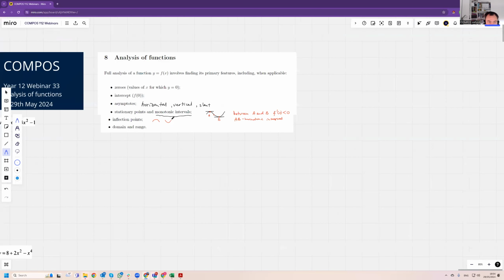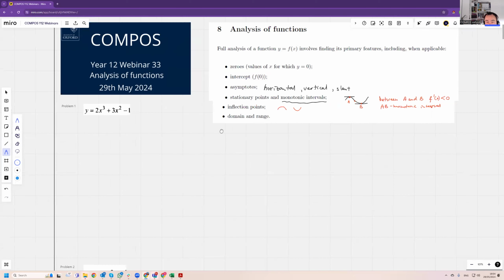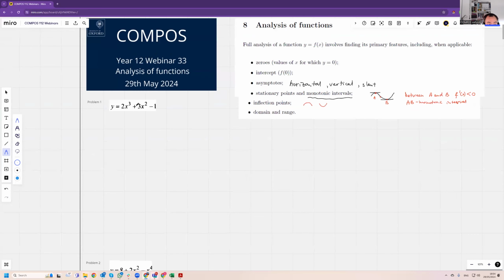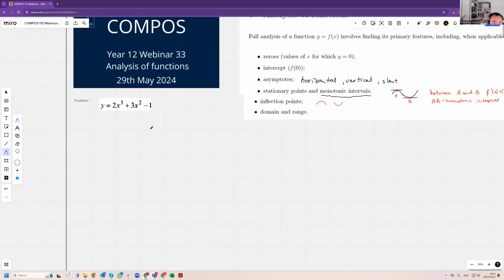So when you are given a task to analyze a function, this is what you need to do. You don't have to do all of them, only those that can be found. For example, this graph doesn't have any asymptotes, so we wouldn't try to find them. It does have stationary points. So first I'm going to find the zeros, and I'm going to use red.